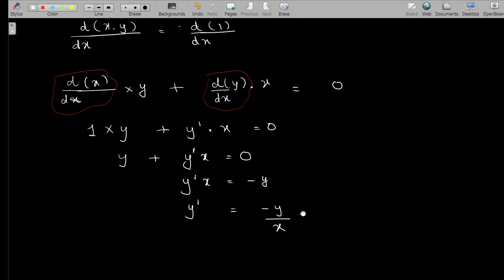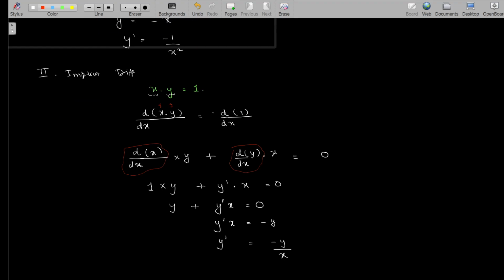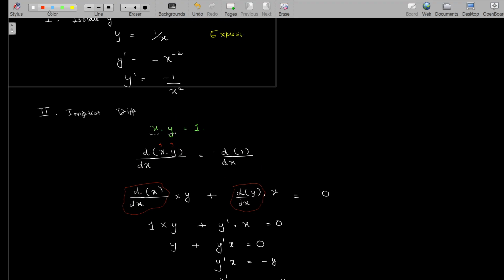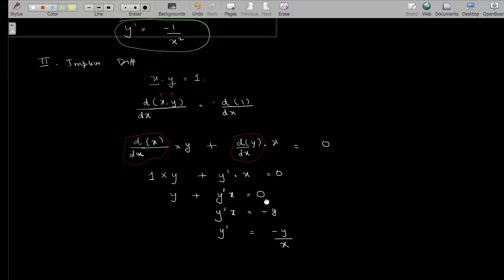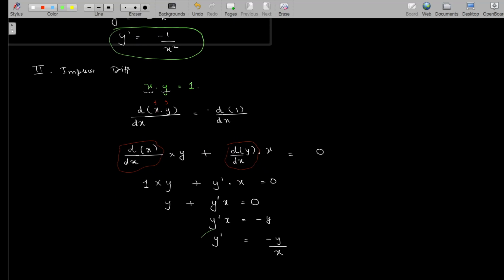And now you would be thinking that we are getting different answers. Here we got y prime as negative 1 over x square, and here we are getting this. So how can they be different? Well, actually they are not different.